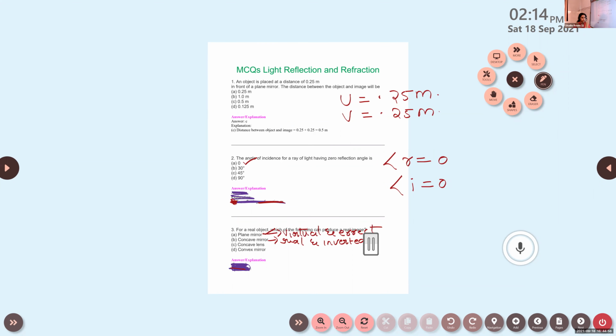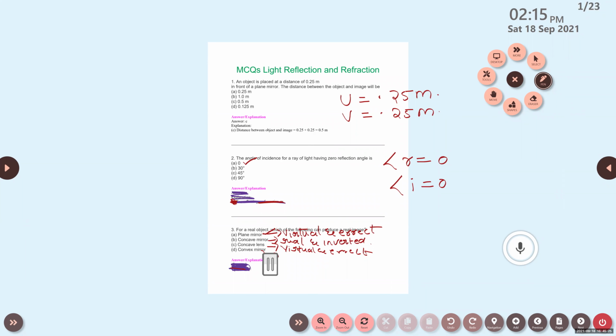What about the third option, the concave lens? In the case of a concave lens, we have only 2 options, and in both we get a virtual and direct image. The last one is the convex mirror. What about the case of the convex mirror?